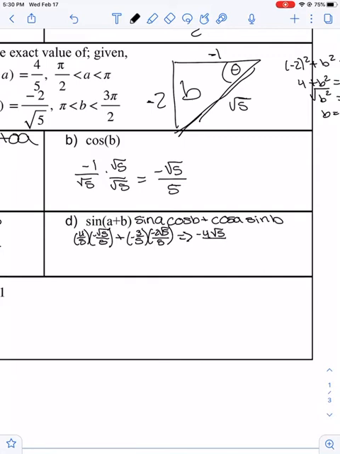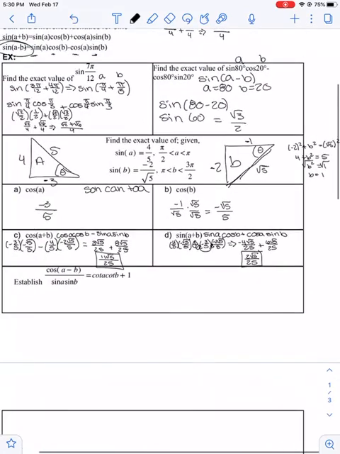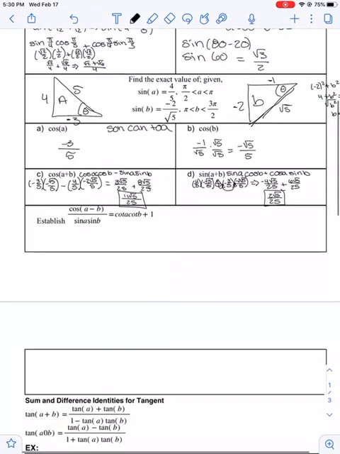If we start simplifying, we get that this is negative 4 square root 5 over 25. And then plus times a negative is still positive, so plus 6 square root 5 over 25. And then I'm going to add these together and get negative 4 plus 6, which is 2 square root 5 over 25. That's that. Alright.